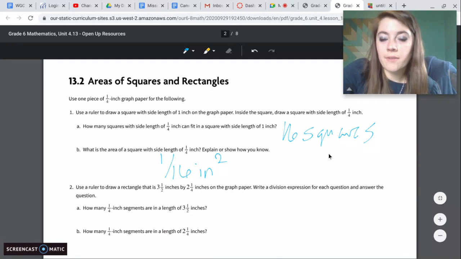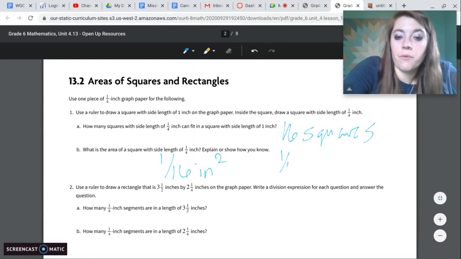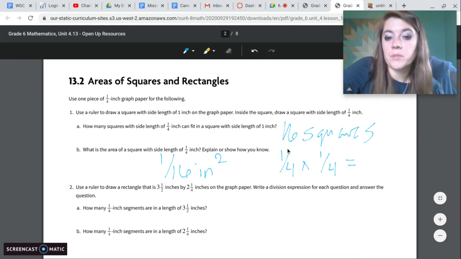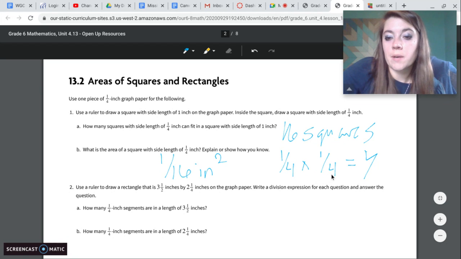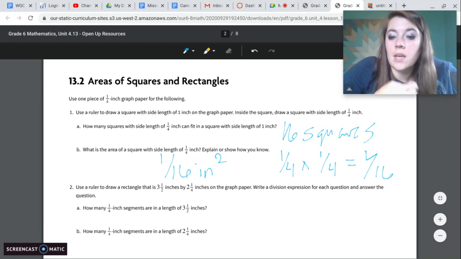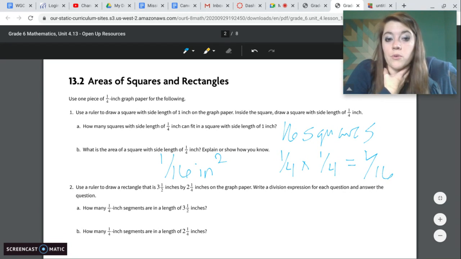Now, we can also find that by multiplying. So we don't necessarily have to draw out a square using the graph paper with measurements and then see how many of those are going to go in there. We can also do it by knowing, okay, 1/4 times 1/4. Remember, when we deal with fractions, we multiply across the top. So 1 times 1 is 1. And then we multiply across the bottom. 4 times 4 is 16. So we get the same answer. So you can do it both ways.